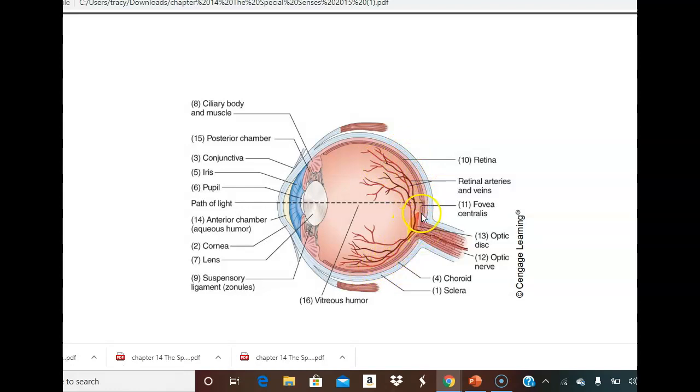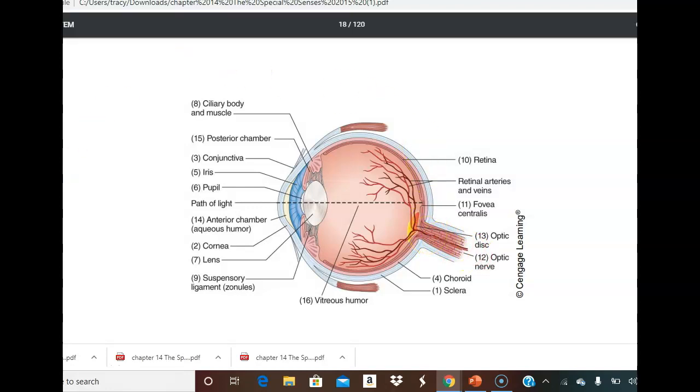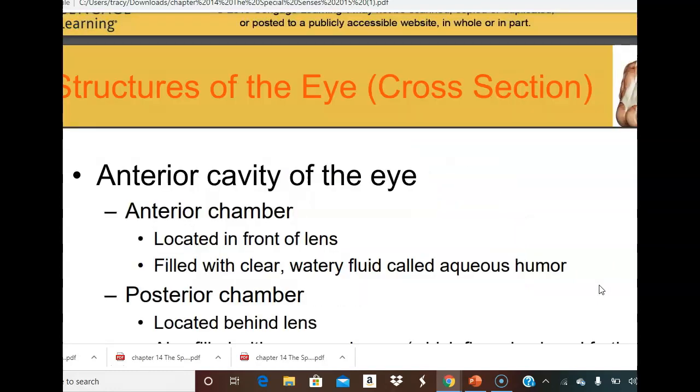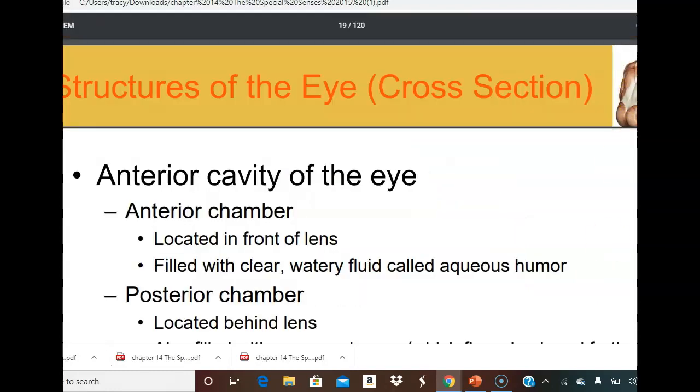Okay. Here's our macula lutea in this area, and then that's where it's considered the blind spot. And then we have the optic nerve coming out, and then we also have a retinal artery and retinal vein that go in there. Okay, so this is pretty detailed, but it is important to have a good working knowledge of this anatomy.